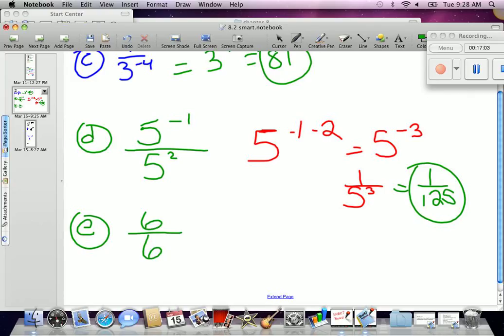How about if we had 6 over 6? How about that? What do we have to do? We have to take it away. So let's write it as 6. And then what's 6 take away 2? Is 4, right? So what's 6 to the 4? Who's got a calculator? 6 to the 4 is what?